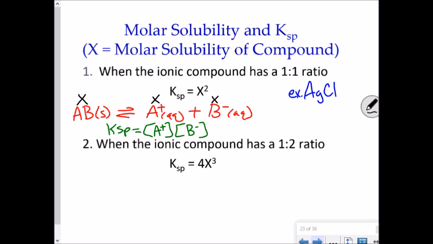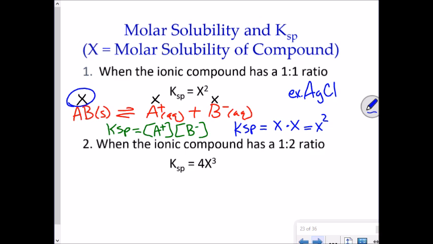So technically, we can insert those x's into our Ksp expression, right? So this is going to be x times x, which is really x squared. So anytime you have a 1-to-1 ratio, your molar solubility, which is x, the value we're looking for for the formula unit, is always going to be x squared. That will be the ratio setup and how we do that for calculating molar solubility.